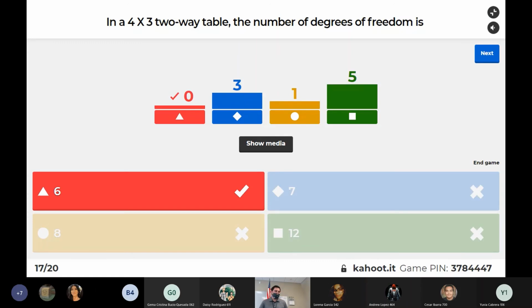And the answer is 6. Remember, to determine the degrees of freedom for a chi-square test, we take the number of columns minus 1 and multiply that by the number of rows minus 1. So that would be 4 minus 1 times 3 minus 1, which is 3 times 2, which is 6. So again, when calculating degrees of freedom in a two-way table, it is the number of rows minus 1 times the number of columns minus 1.